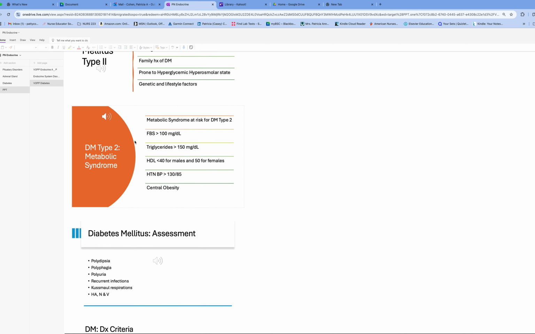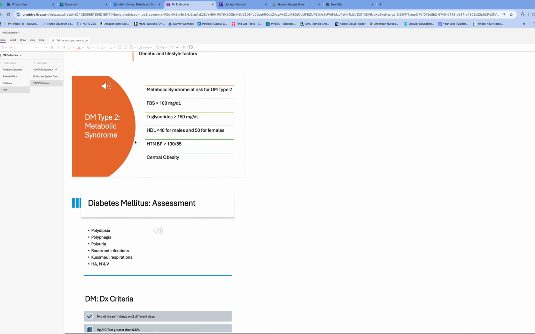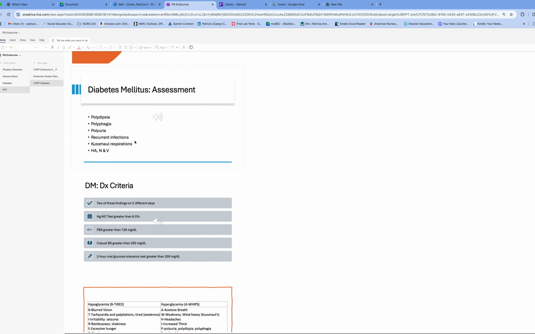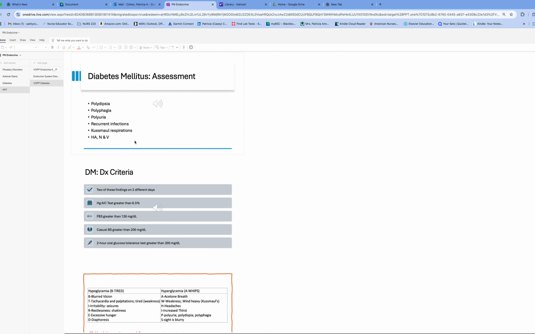Metabolic syndrome can also lend itself to type 2 diabetes, so review the signs and symptoms of metabolic syndrome. And then the assessment, the 3 Ps, I know you already know about that. Having recurrent infections could be a tip that somebody has diabetes. Kussmaul respirations with fruity breath, that could be a tip that somebody has diabetes, and that's a result of compensating for metabolic acidosis. So make sure you can recognize your ABGs as well. Headache and nausea and vomiting, those are other signs and symptoms.